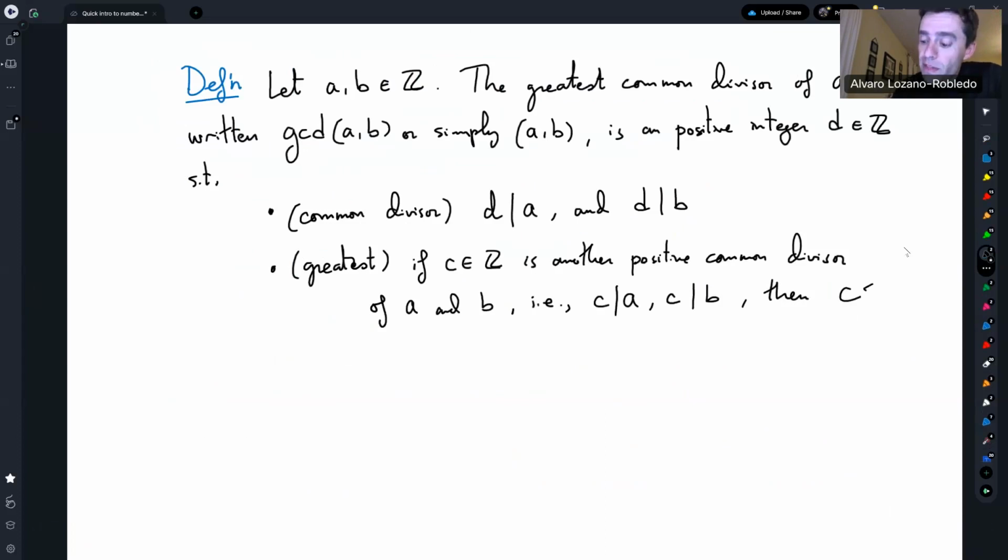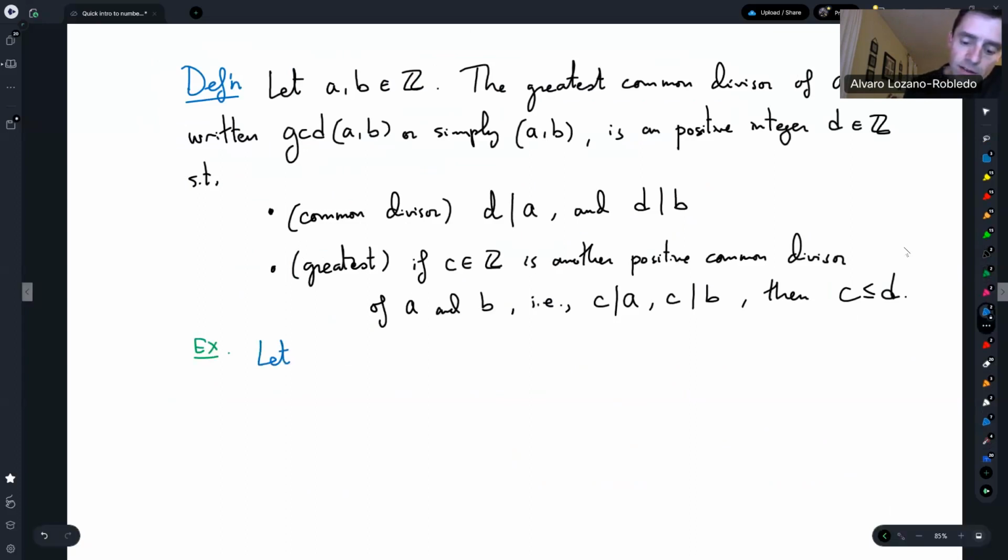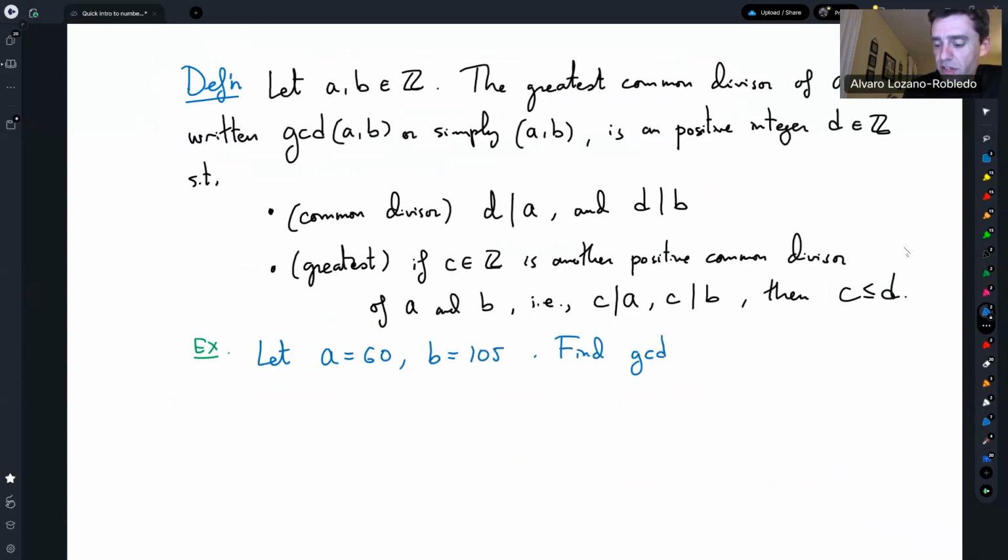So D has to be bigger than this one. So this means that D will be bigger than any other common divisor. Okay, so that is the definition. So let me show you what we can do with this. So for example, let A be 60 and B be 105, and we want to find the GCD of 60 and 105.